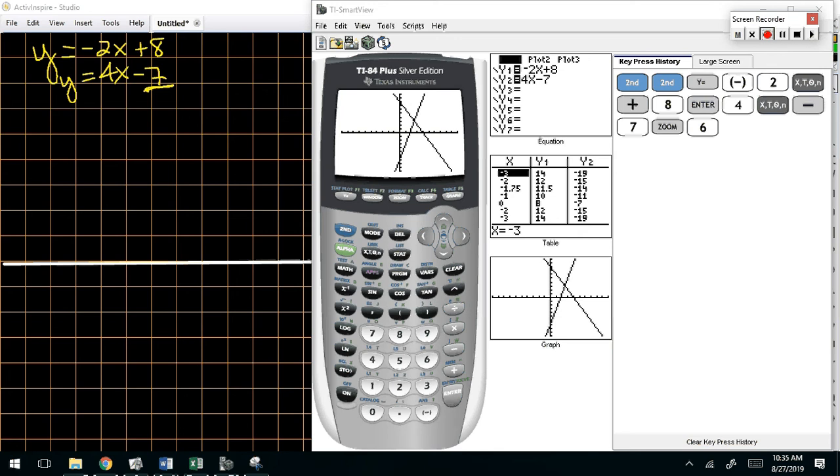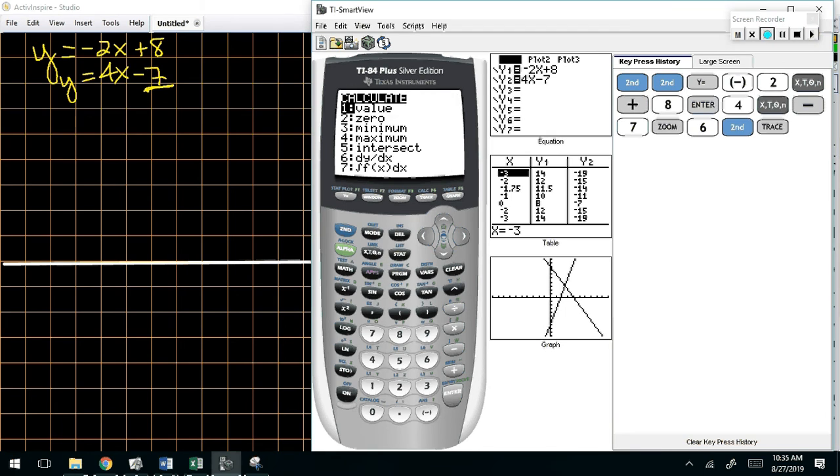The part where you really need to pay attention, because that was the easy part. This is the little bit harder part. Above the button that says trace, it says calculate. Hit second trace. What option do you think we're going to find? We're going to use intersect because we want to know where the 2 lines intersect, okay? So choose option 5 for intersection. Y'all's is a little bit different.